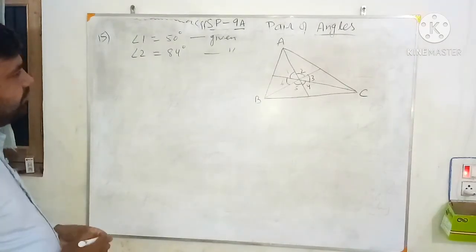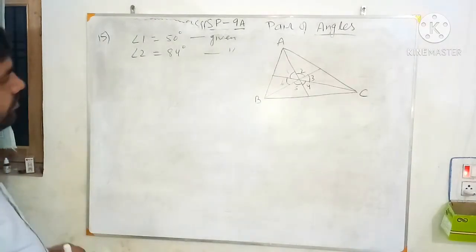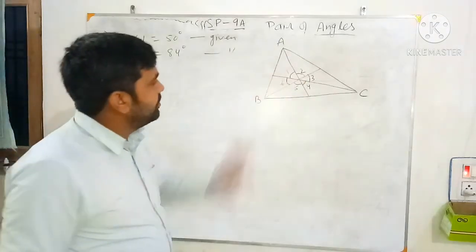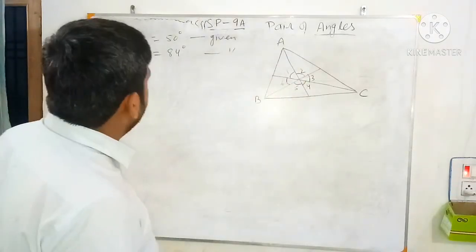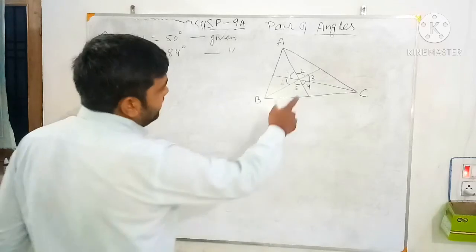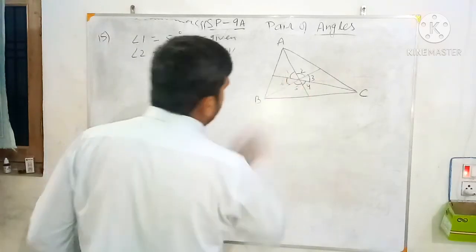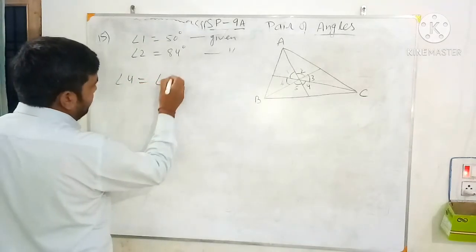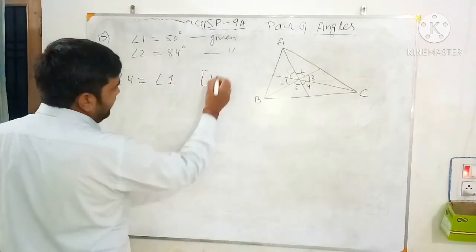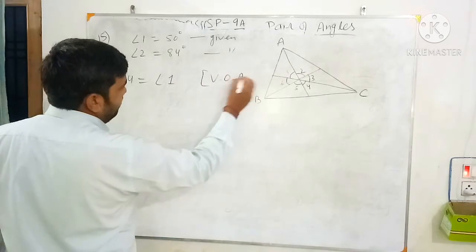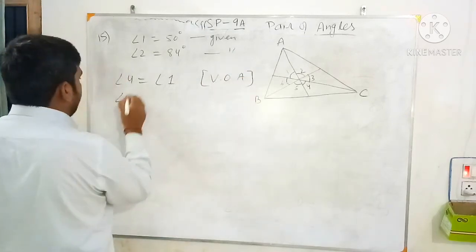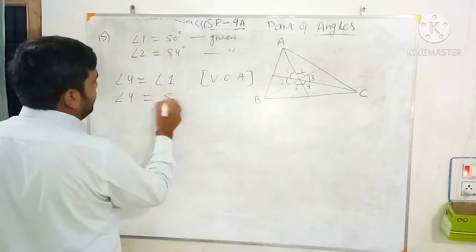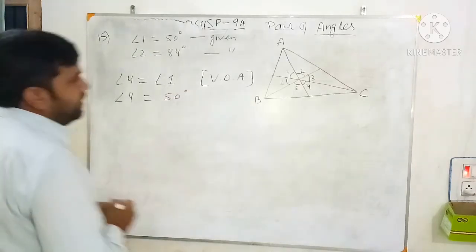Now see, angle 3 is equal to angle 6, just vertical opposite angles, and angle 1 is equal to 50 degree, and the angle 4 is just vertically opposite to angle 1. So you find angle 4 is equal to angle 1. Reason what you quote, vertical opposite angle. So angle 4 is equal to angle 1 is 50 degree, so angle 4 is also 50 degree.